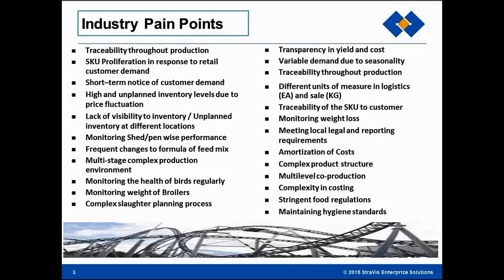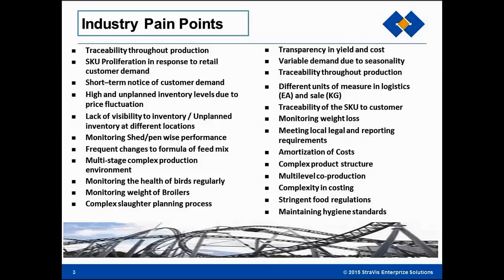And the slaughtering process is very complex. Depending on the orders on hand, they have to decide on the number of birds to be culled in the slaughterhouse. And also they have issues with transparency in yield and cost. So they don't know exactly how much yield will come at the end of the cycle, and what will be the cost or what will be the price. So they don't know exactly how much profit they are going to make or how much loss they are going to make at the end of the period.